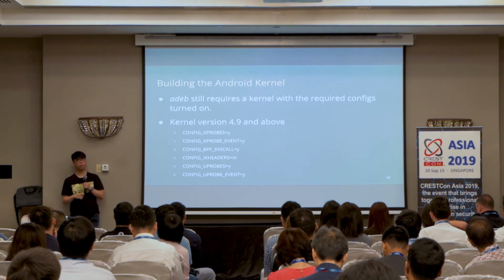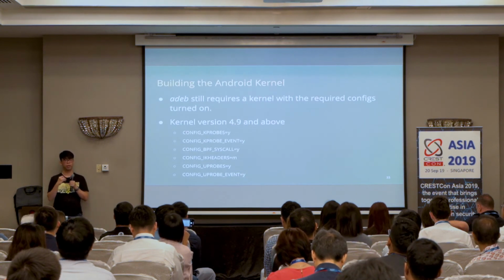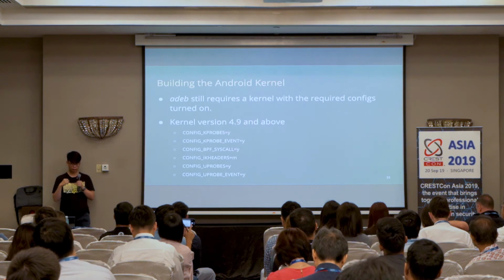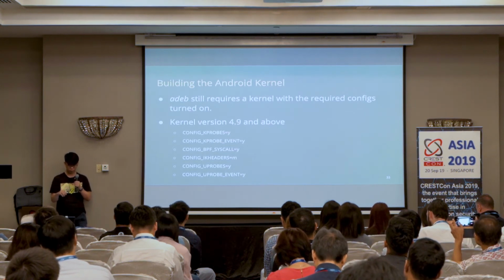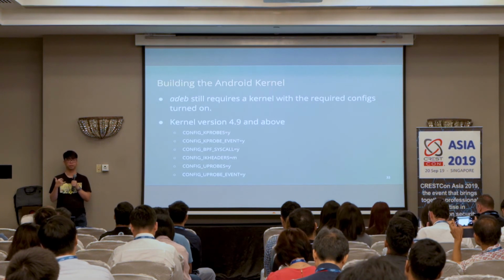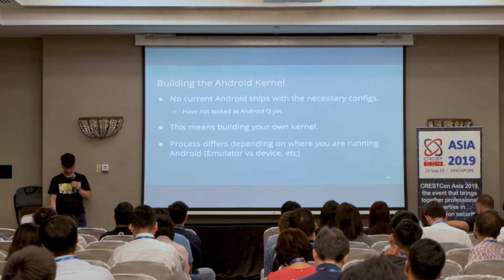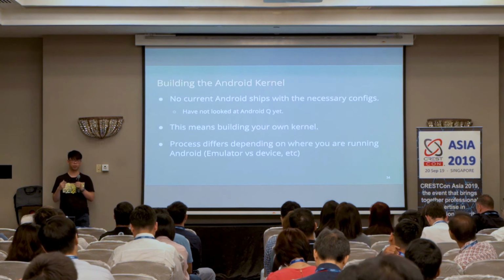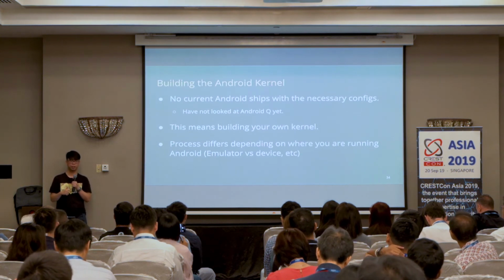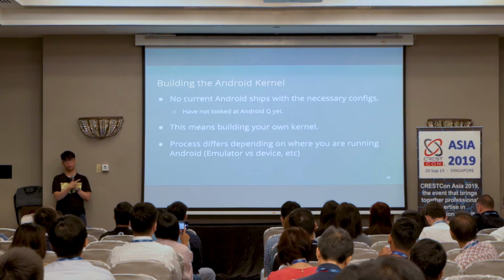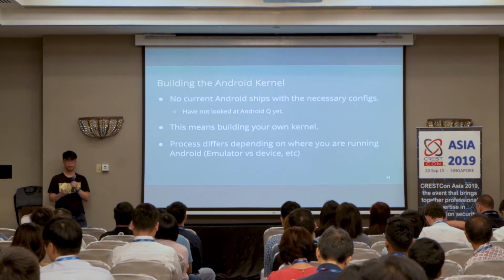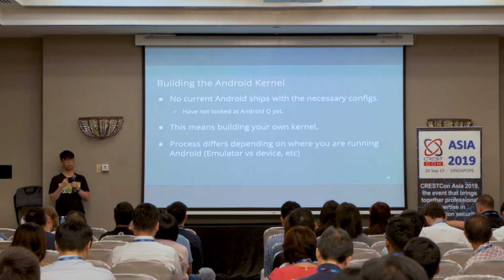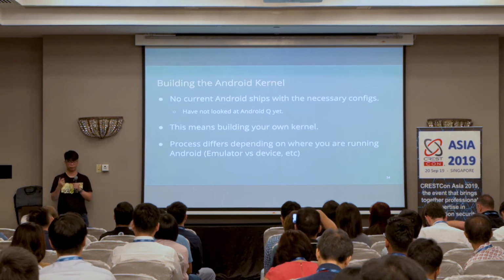However, ADEB still requires the kernel with the required kernel configs turned on. What ADEB requires is a kernel version of 4.9 and above, and it requires these 6 different kernel configurations to be enabled. The problem is that no current version of Android supports the necessary configurations. I have not looked at Android Q for now, but Android Pie and below, none of them support this. So what this means is that you have to build your own kernel to get BCC running.